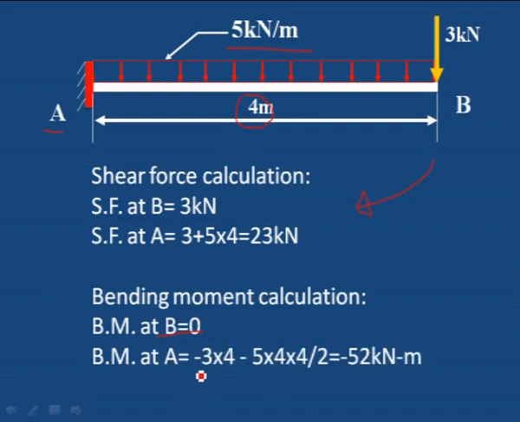See here, minus 3 into 4 is the moment of the point load, then 5 into 4 is the load and the distance is 4 divided by 2. If we add, we will get minus 52 kilonewton meter as the bending moment at A.